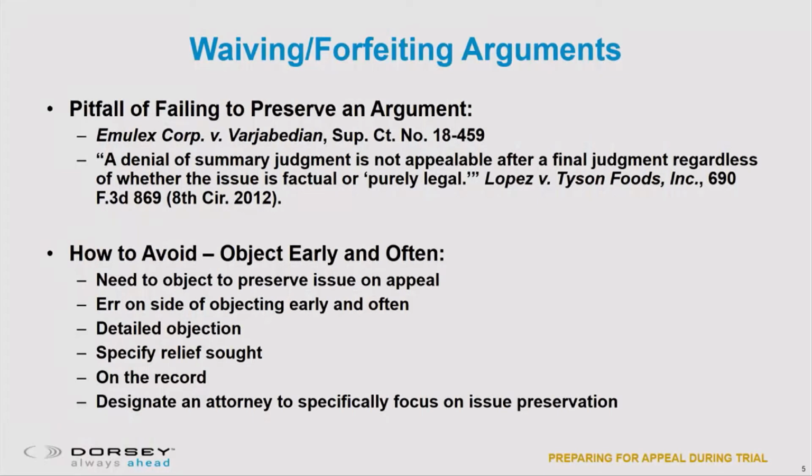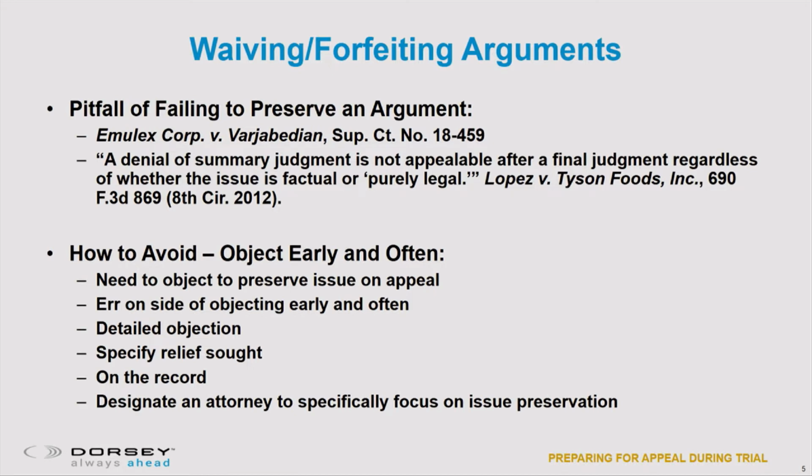So, as a defendant, you may be drafting a brilliant summary judgment brief on a clean legal issue, and you might devote 30 pages to this legal issue. But if the court denies summary judgment and the case proceeds to trial, you need to re-raise that issue, at least certainly in the Eighth Circuit, in order to be able to raise it on appeal. In this Lopez v. Tyson case, the Eighth Circuit made clear that a denial of summary judgment is not appealable after a final judgment, regardless of whether the issue is factual or purely legal.